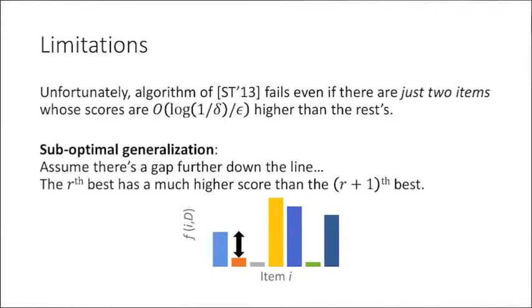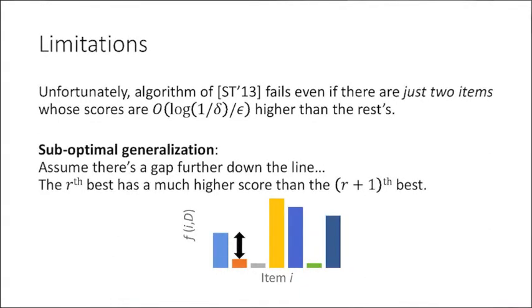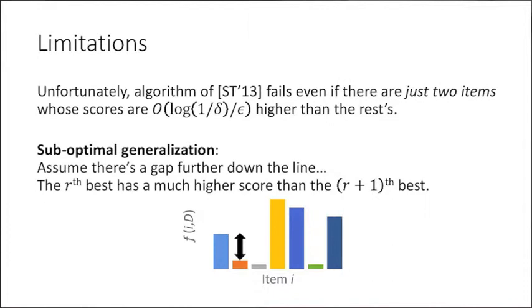So the obvious, natural way that people have thought to generalize this was to check for a gap, let's say between the rth best and the r+1th best. But this gives you a suboptimal generalization. You could do something like this, but it doesn't adapt to something very natural. So what is our generalization of this?